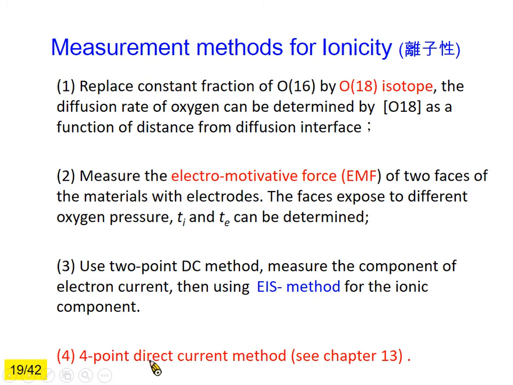The fourth one is the 4-point direct current method. We can see it in chapter 13. For this method, we have to prepare a bar shape sample, a columnar block sample. Put 4 electrodes on the surface of this bar, and then measure the voltage and also the ion current under different partial pressures of the oxygen. Then we can tell what the ionic conductivity and also the electronic conductivity of the materials are.